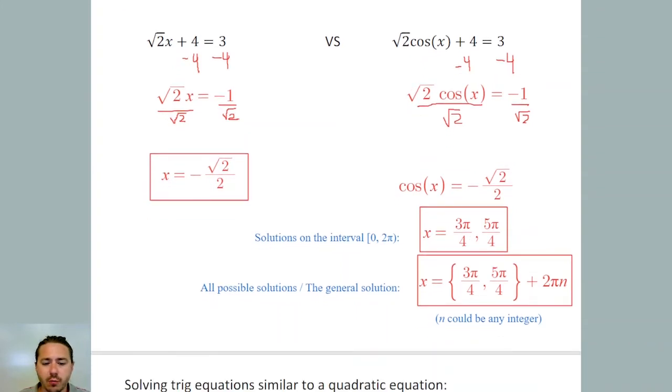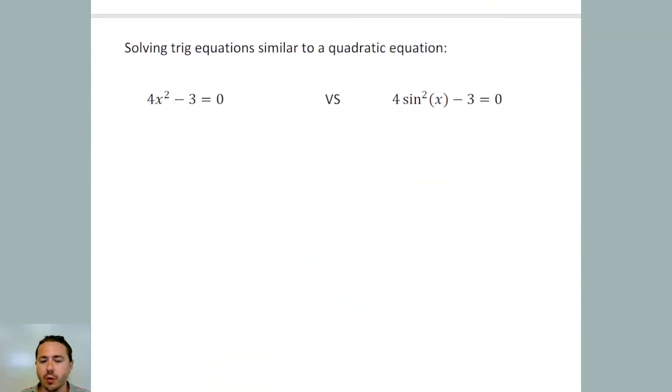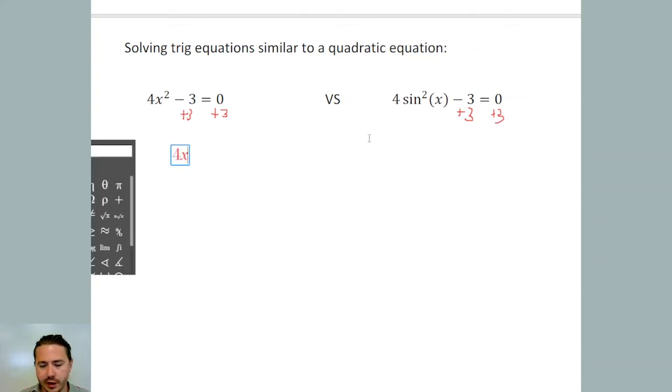Let's look at a problem that's a little bit more complicated. This one is going to be more similar to a quadratic equation, but again, I'm going to show you how to solve it the same way. So if this was just a regular old quadratic equation with no trig function, I would start by adding 3 to both sides, which is exactly what I would do over here. So I might as well solve these at the same time. And then I would get 4x squared equals 3 over here. Over here I would get 4 times the sine squared x equals 3.